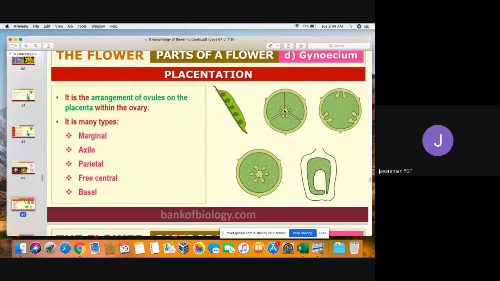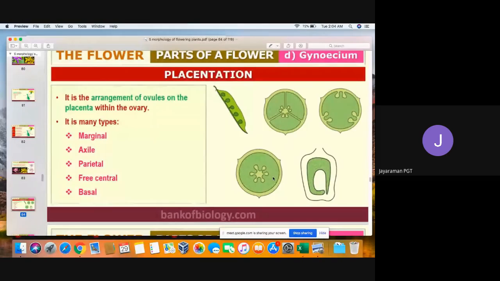Next is free central, and axile is almost the same. See the free central and axile: the second and fourth diagrams are almost the same except for the partition. The partition is not there. That partition is called a septum. These are known as septa. The connecting partition, the septum, is not there, so it is free central. This also is central, but it is called axile. Here there is no septum. It's called free central.